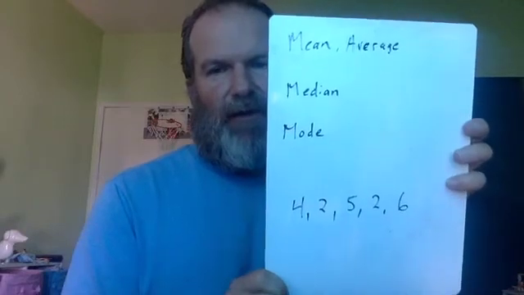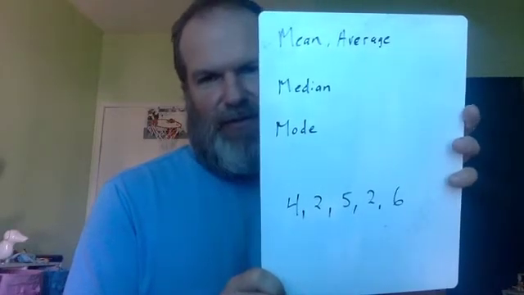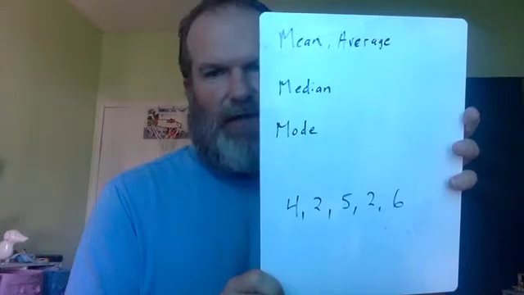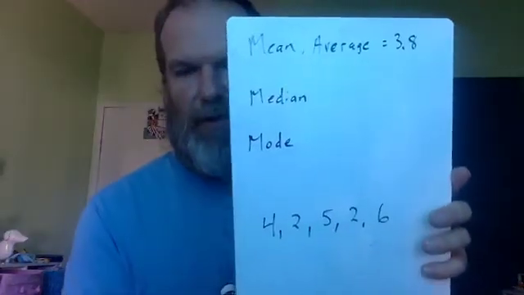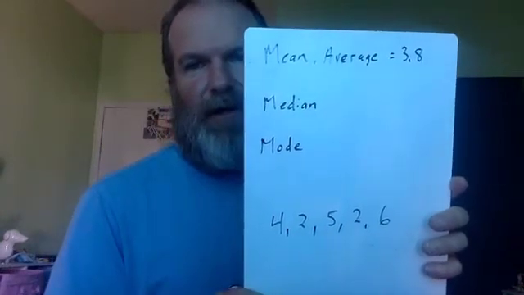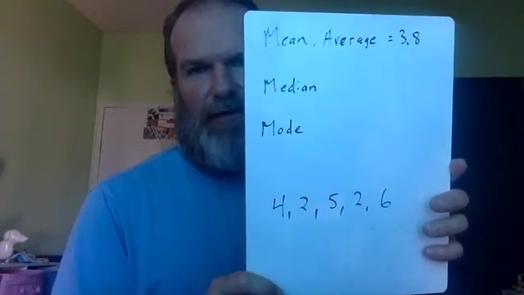mode. The mean, another word for the mean, is the average. All right, mean and average mean the same thing. So how do you find the average? You add up all the numbers, then you divide by how many numbers there were that you added up. So there's 5 numbers here. We're going to add them all up and get 19. And when you divide 5 into 19, you get 3.8, if I am doing that right in my head. If not, I'm sure most of you will let me know. All right, so mean and average for that set of 5 numbers is 3.8.